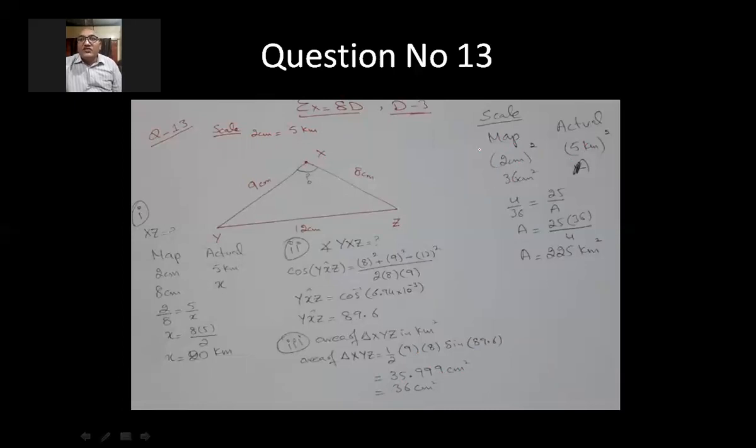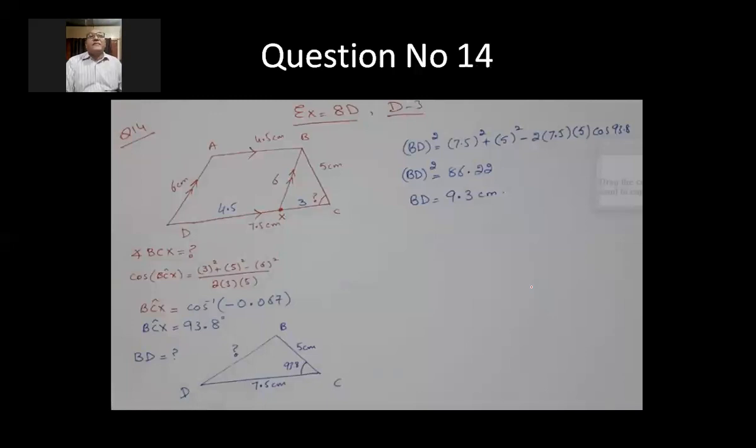So I will take squares: 2 centimeter, whole square. In actual, I will write 5 kilometer, whole square. So 36 centimeters square on the map, how much will be the actual area? So it will be 4 divided by 36 equals 25 divided by A. Just cross multiply, make A alone. So you will have 25 multiplied by 36 divided by 4. So the area of this triangle in actual will be 225 kilometers square. It's a little tricky question because it involves the concept of the map and the scales of the map, which I think you have studied in your D2.